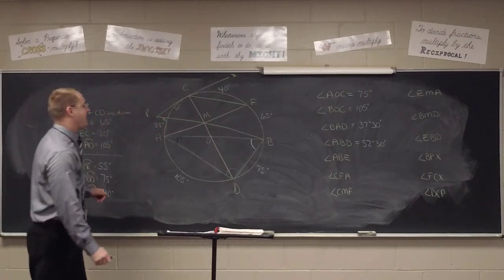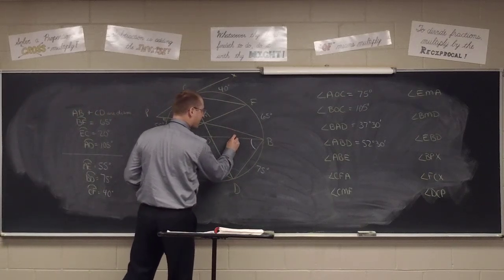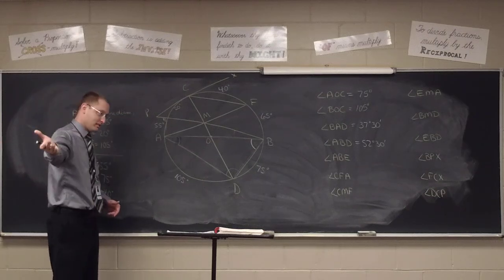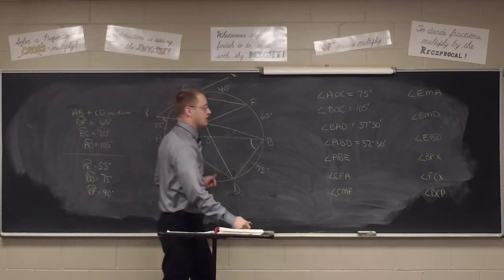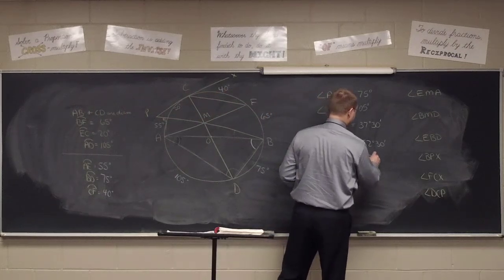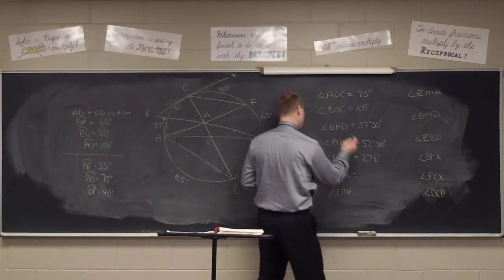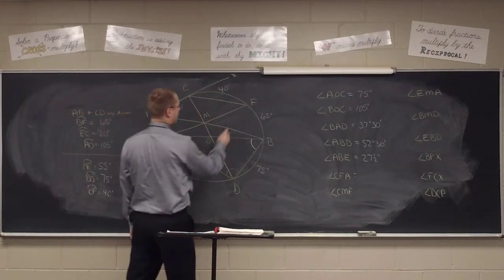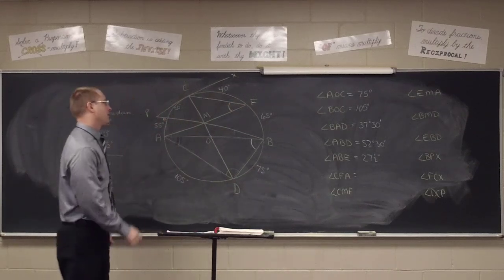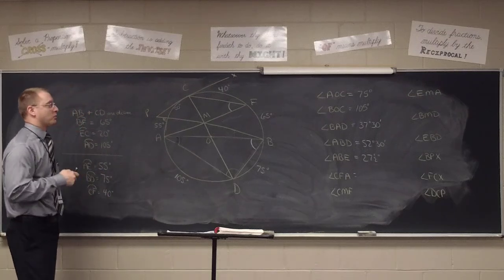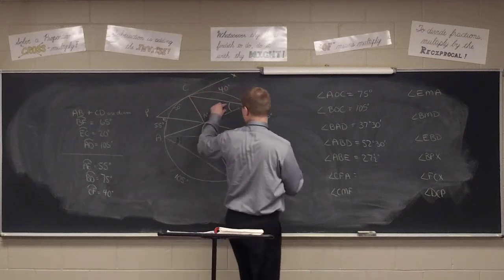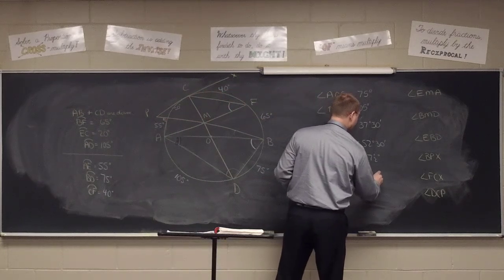All right, anyway, angle ABE, this little guy right here, another inscribed angle, again, half its arc, in this case, 27 and a half degrees. The Chick-fil-A angle, CFA, here we go. Another inscribed angle, going to equal half its arc, going to be 37 and a half because it cuts off that 75.